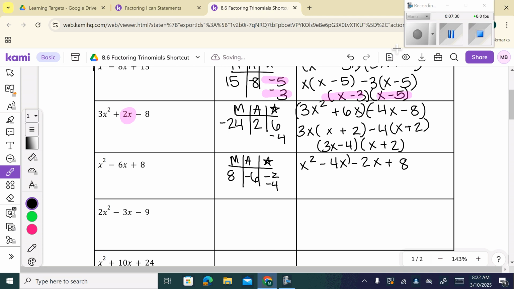Group it. Alright, so I'm going to have, what's the GCF for this first group? Just 1 what, though? 1x. And you're going to have x minus 4. What's the GCF of the second group? Negative 2. Good. And I'm going to have x what? Minus 4. How do I know I'm on the right track? How do you write your answer? Could you put 1x minus 2? Yeah, 1x is fine. 1x minus 2. And then what's your other one going to be?